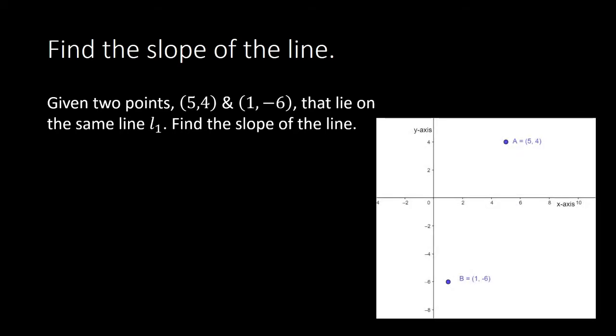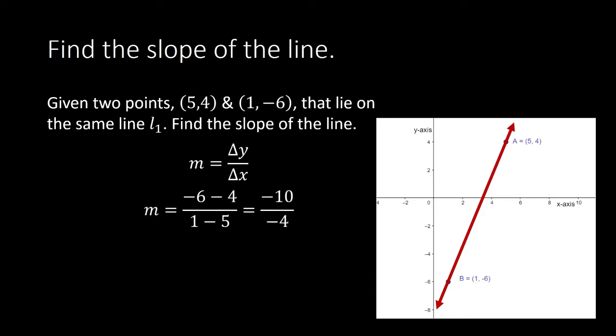So these are our points. This is the line. The slope is equal to change in y over change in x. So m is equal to negative 6 minus 4 divided by 1 minus 5. It is equal to negative 10 divided by negative 4. And that is equal to 2 and 1/2. The slope of this line is equal to 2 and 1/2.